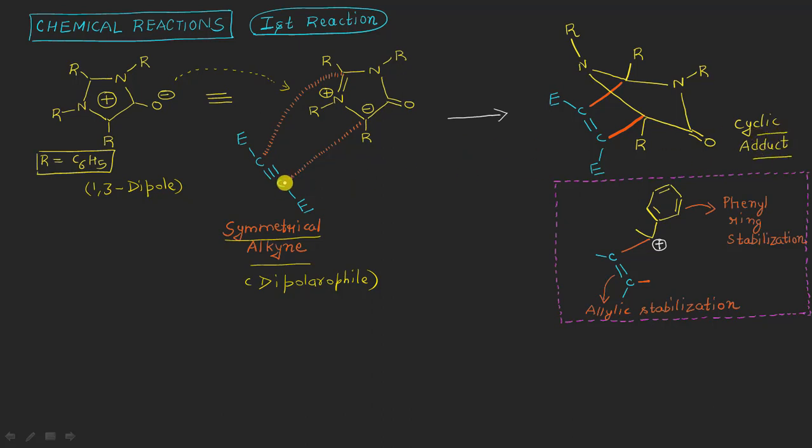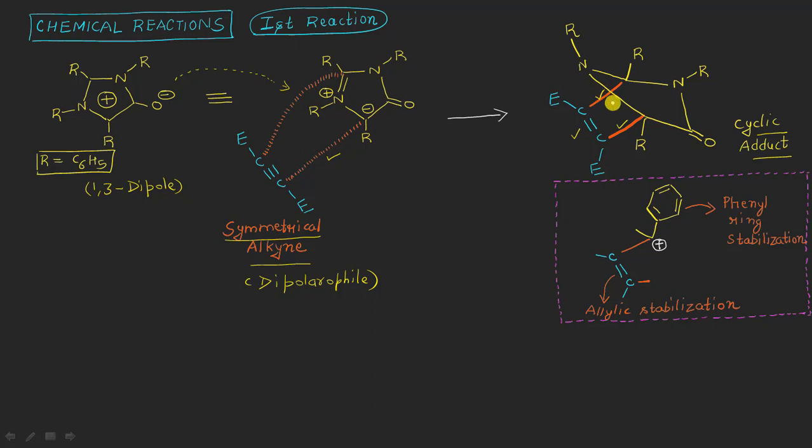This triple bond will now become a double bond, which you can see here, and this interaction will result in the formation of a bond between this carbon and this carbon atom, and also the interaction between the positive end of the dipole and this carbon atom will yield a bond between this carbon and this one here.